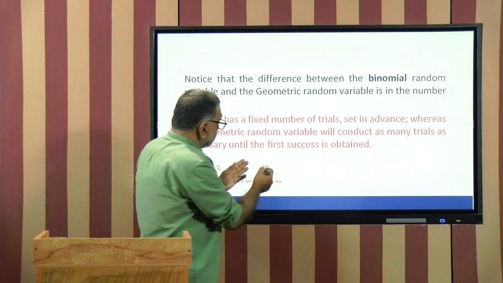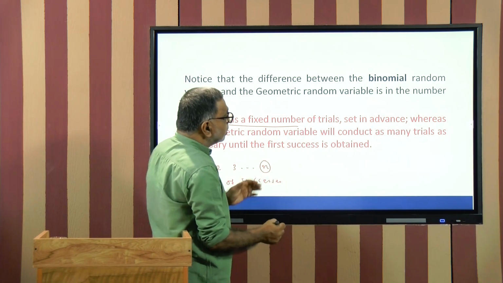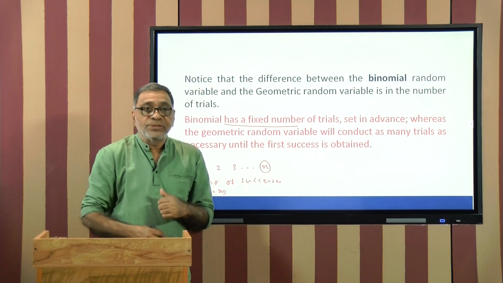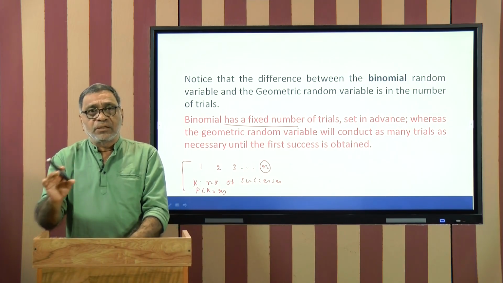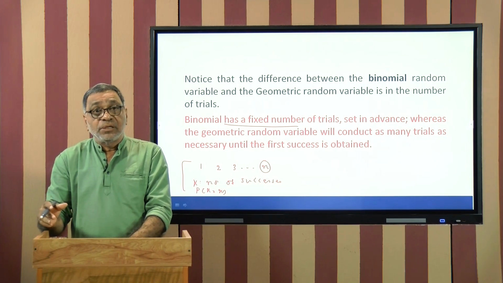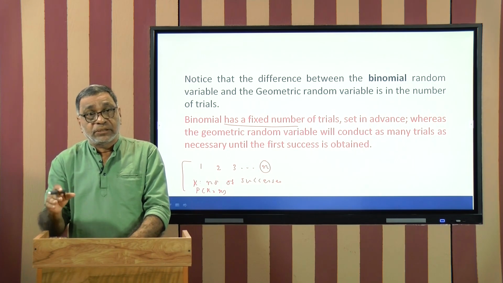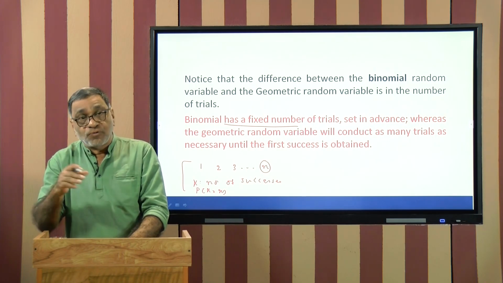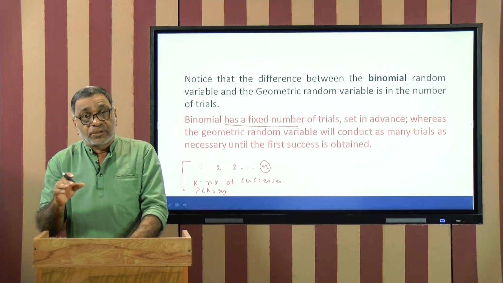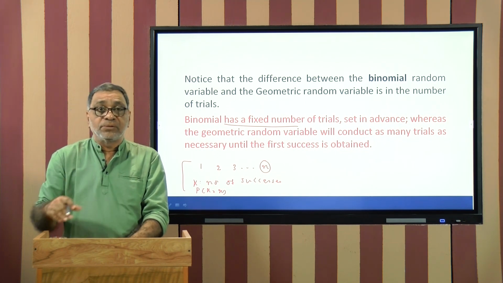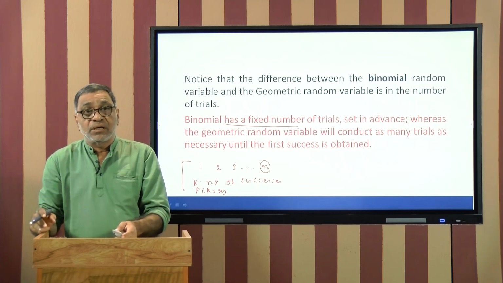So, in the binomial random variable n is fixed, but in the geometric random variable we are not fixing the number of trials. That is the basic difference between the binomial and geometric. Beyond that, the binomial probability mass function gives the probability of getting x successes out of n trials, whereas the probability mass function of the geometric random variable gives the probability of getting x failures preceding the first success.